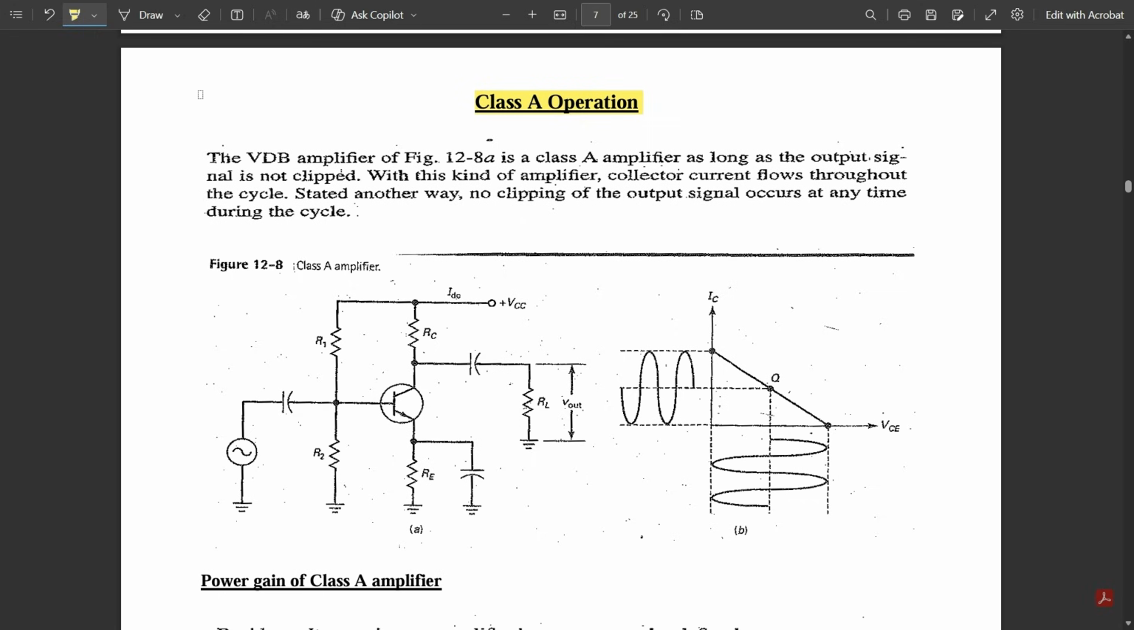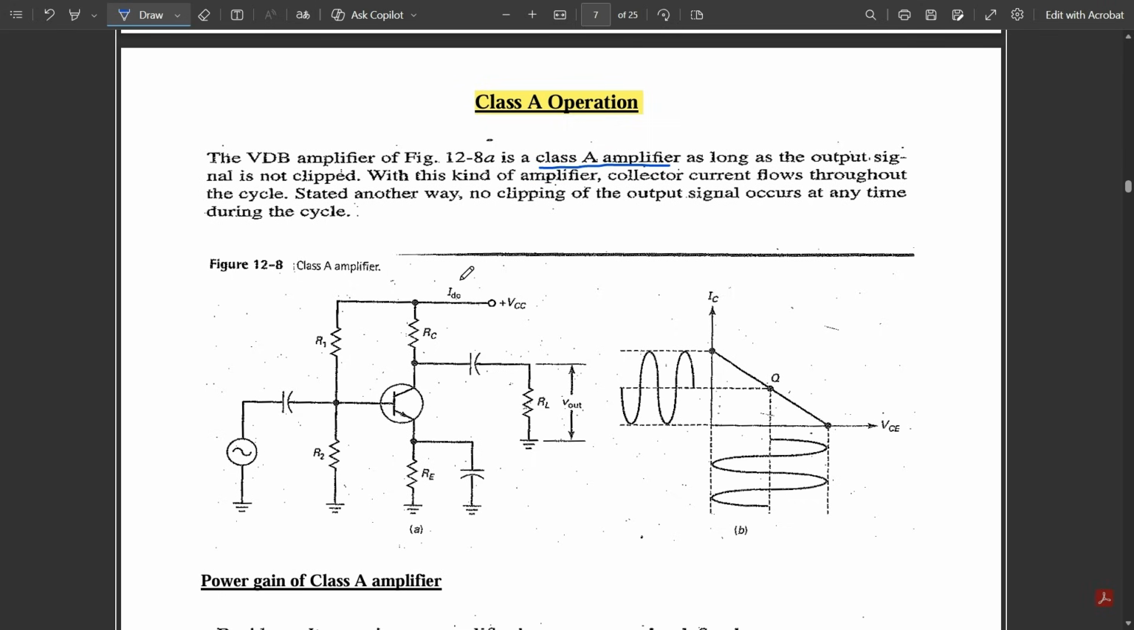So the VDB amplifier of figure 12.8a, that is this figure, is basically the example of a class A amplifier. Why? Because for a class A amplifier, the complete voltage swing at the small signal operation could be obtained. So whatever the VDB amplifier is, that only is your class A amplifier. There is no difference between the VDB amplifier and the class A amplifier. It is one and the same.